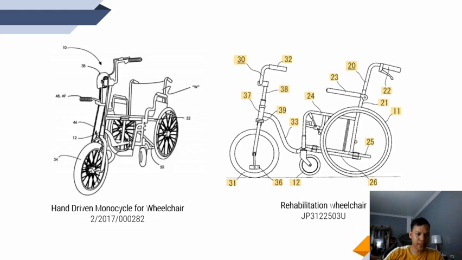We have this hand-driven motorcycle for wheelchair, and we also have these different kinds of wheelchair, rehabilitation wheelchair. As you can see here, there are different numbers. So in our papers, or in our documents, we will discuss these different parts. What are the functions? What are the materials used in these different parts? Later on, in other trainings or seminars, we will discuss this in detail. As of now, we will just talk about the overview.